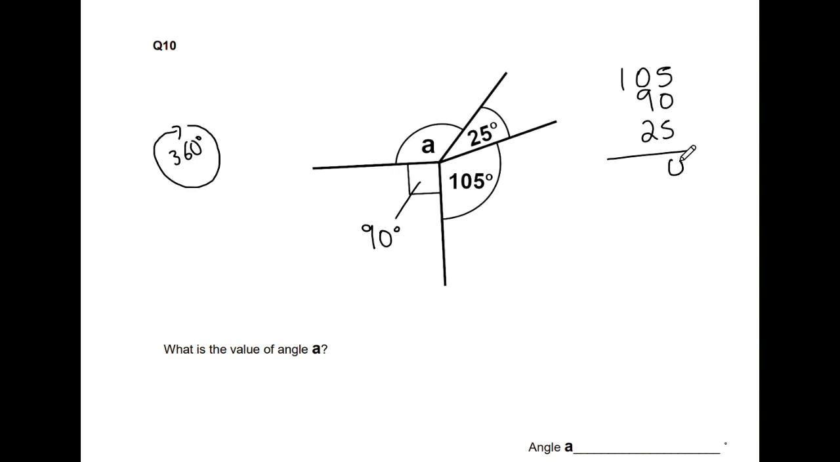5 and 5 make 10, so 0 and carry 1. 9, 10, 11, 12, carry 1, that's 220. So that's what all of these angles add up to. So 360 take away 220 will give us our answer. So we've got 0, 6 take away 2 is 4. So the answer is 140 degrees.